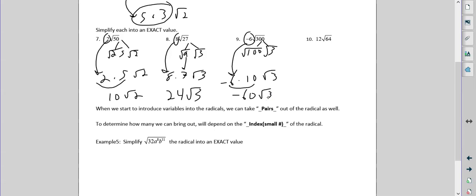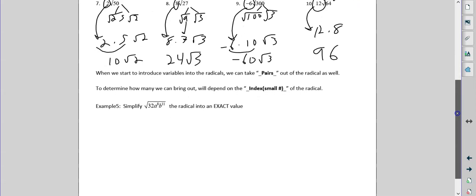This one's a sneaky one because 64 is a perfect square. So 12 times the square root of 64 is simply 8, and 8 times 12 is 96. So always check to see first if it is a perfect square, okay? And then reduce it.